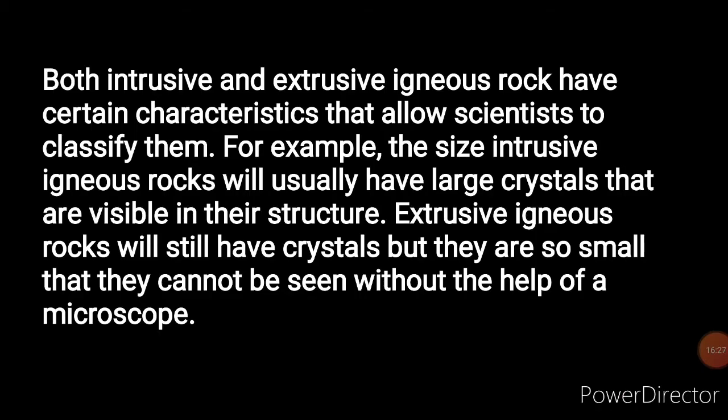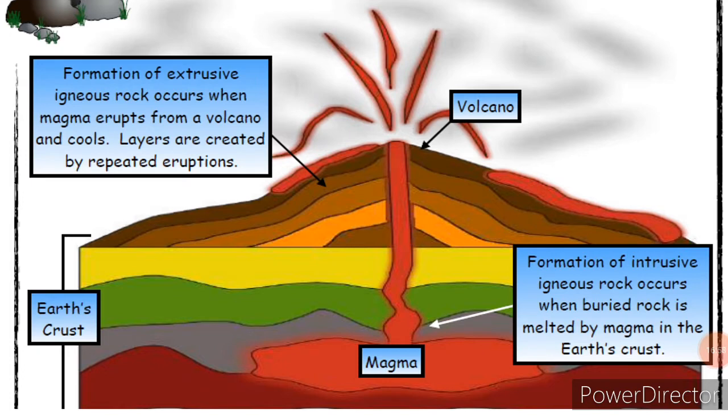Both intrusive and extrusive igneous rock have certain characteristics that allow scientists to classify them as igneous rock. For example, the size of intrusive igneous rock is usually very large, is it not? Yes. While that of extrusive igneous rock has small crystals, because the rock itself is small. Do you get it now? Yes.